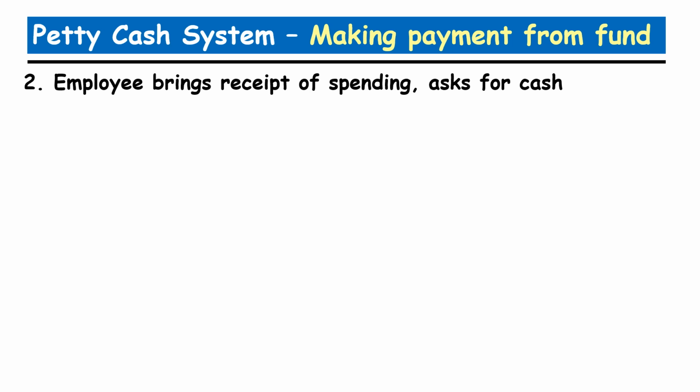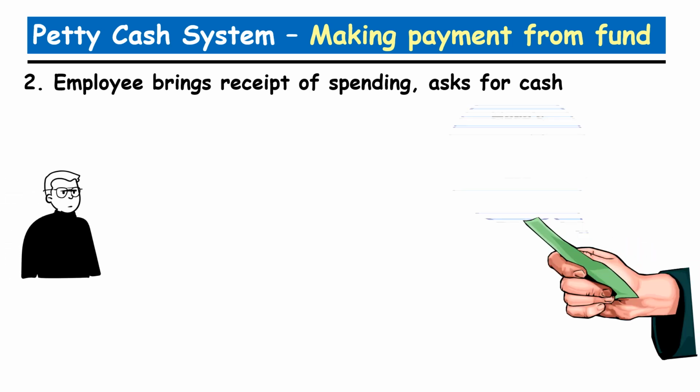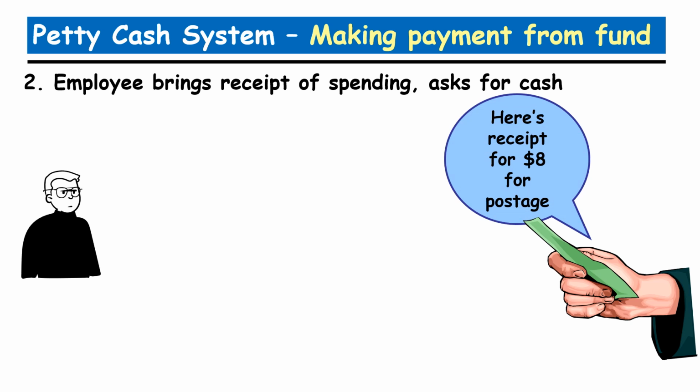The second way of making payment is the employee brings receipt of spending and asks for cash. This means the employee spends his or her own money and comes for a refund. Here's the situation. In this situation, this employee has a receipt for the money that he spent on postage, and he wants a refund from the petty cashier.